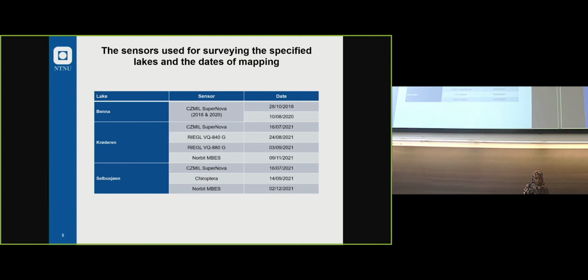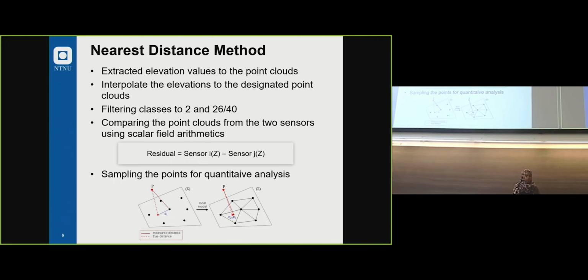The comparison between the sensors was done in the software CloudCompare. In the software, we extracted the elevation values into the point clouds, and these elevation values were interpolated between the two sensors, so they have been moved from one sensor to another. So we will have the dataset in one point cloud, but from two different sensors. Then we did filtering for the classes so that we are left only with the bathymetry data. We filtered out the noise and the ground class.